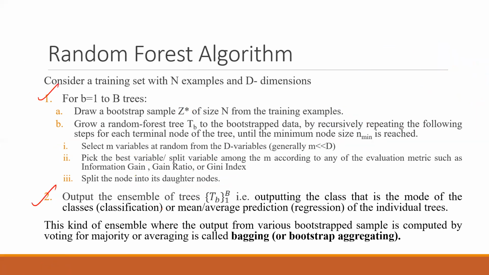Now step 2 is you have to do the ensembling, and ensembling means that you have to take the average for regression and the mode for classification. Very simple to understand. Now this kind of ensembling, where we are using this bootstrap sample idea, taking multiple samples and a lower number of columns and getting the work done, is called bagging or bootstrap aggregating. This is all that we have discussed in the previous lecture.